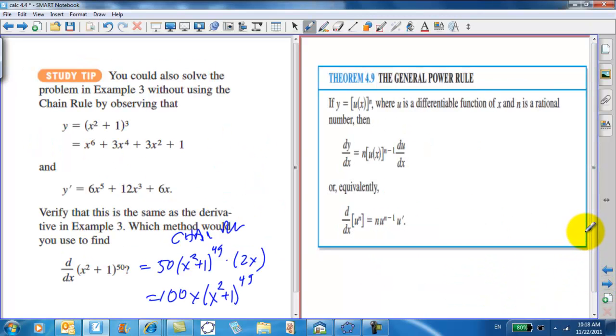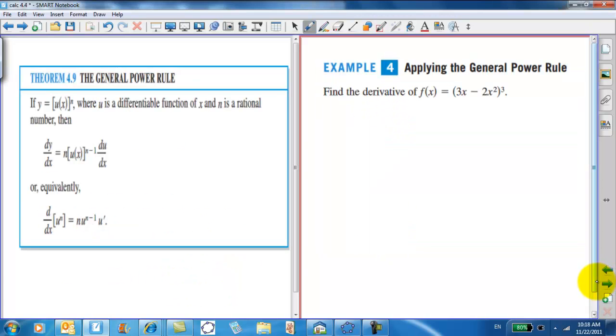Okay. Now the general power rule just applies the chain rule to powers of what we just did here, a function. Instead of just x to the n, now it's some function of x raised to the n. Okay? So, let's apply in this case, find the derivative.